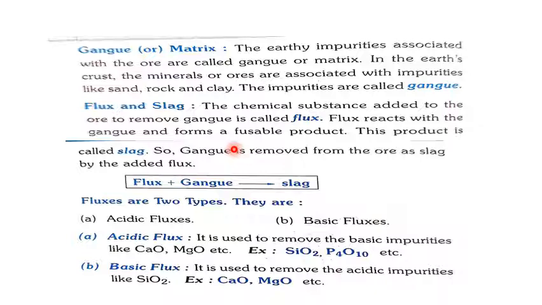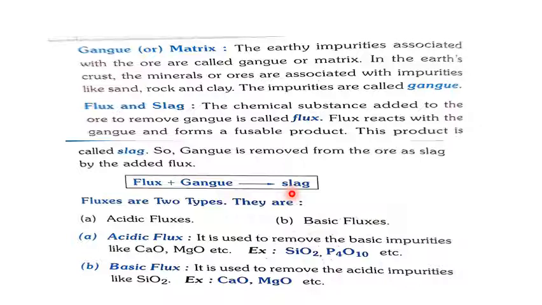Okay, when flux is added to the ore, that flux reacts with the gangue and forms one fusible product. That product is called slag. So gangue is removed from the ore as a slag by the added flux. So these fluxes are two types. One is acidic fluxes, another one is basic fluxes.